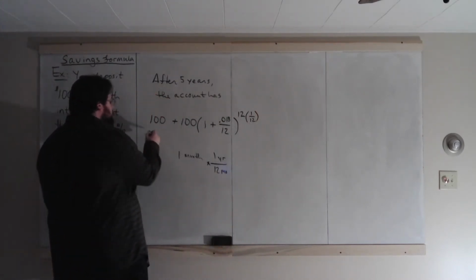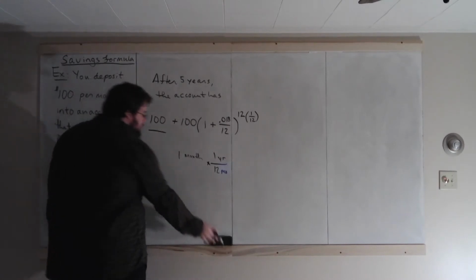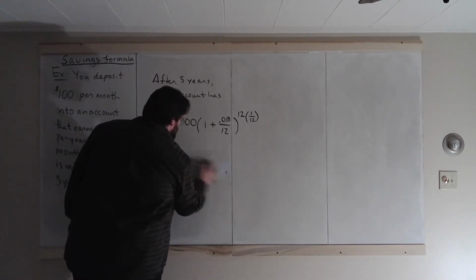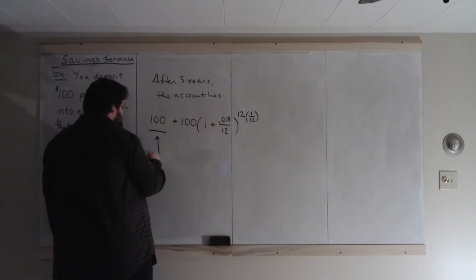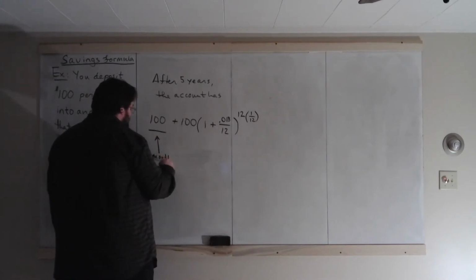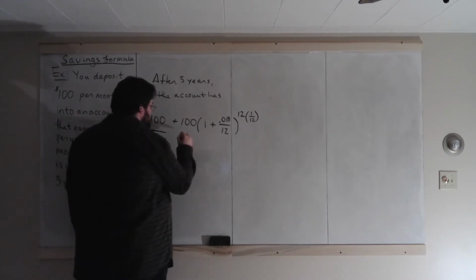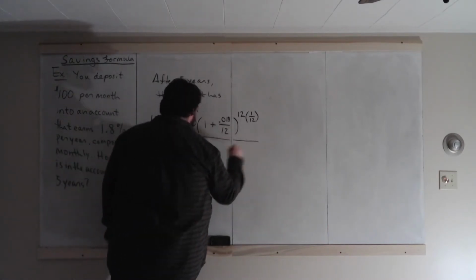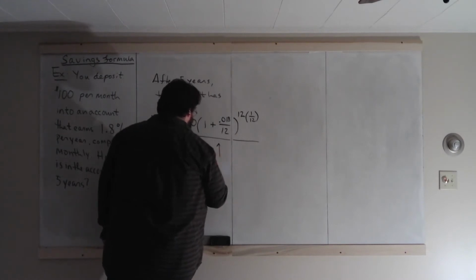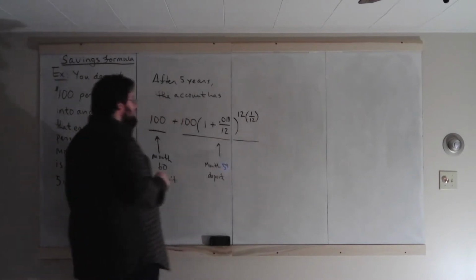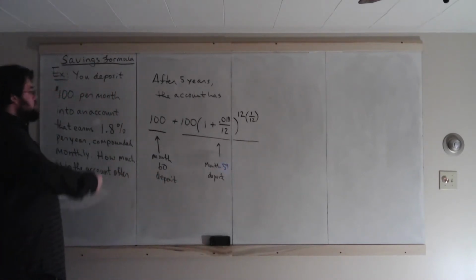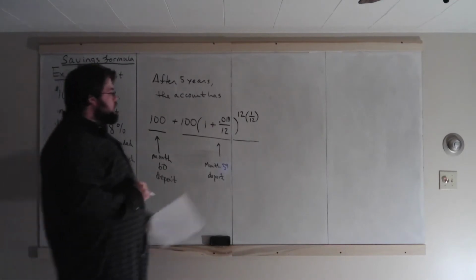So this first piece, maybe I'll write it down, this is, let's say, the month 60 deposit. This next piece, all the way over to here, is how much the month 59 deposit is worth, because it earns interest for one month. Notice that exponent equals 1.